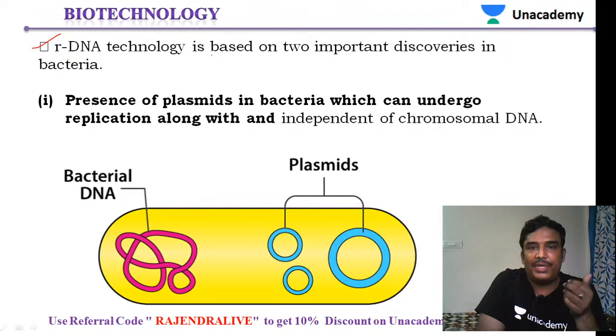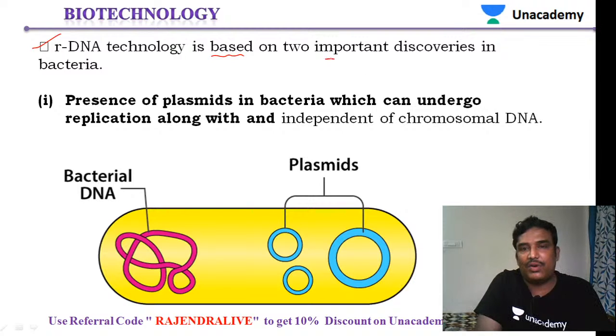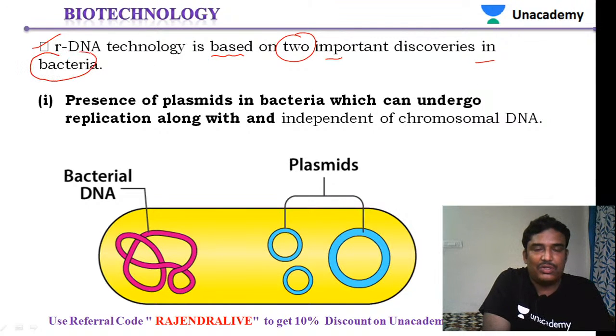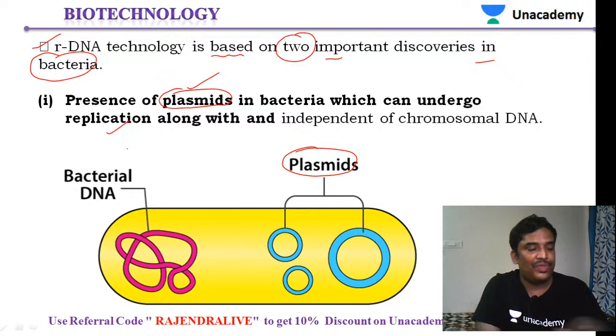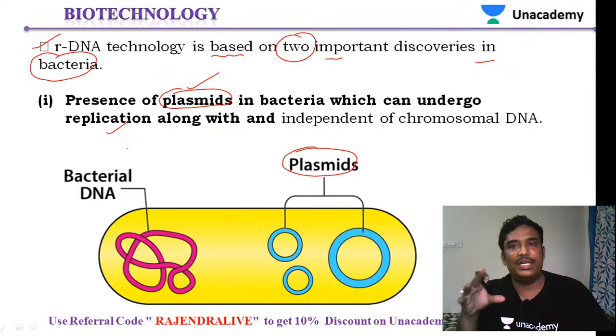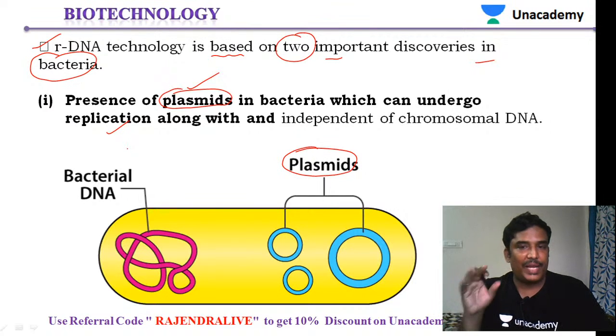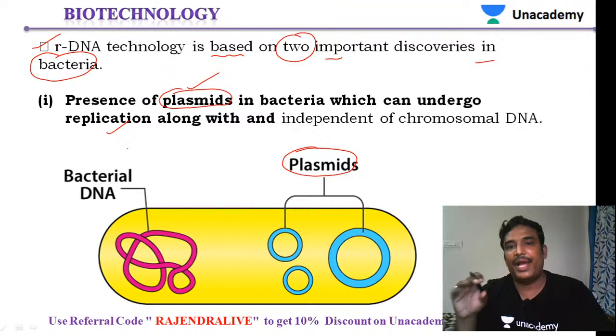Recombinant DNA technology is based upon two important discoveries in bacteria. The first one is the presence of plasmids. In bacteria we have plasmids. Plasmids also undergo replication, no doubt about it. The discovery of plasmids is one of the important discoveries related to recombinant DNA technology. Plasmids are present only in bacteria.